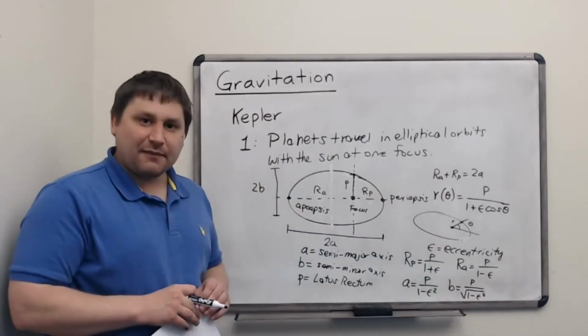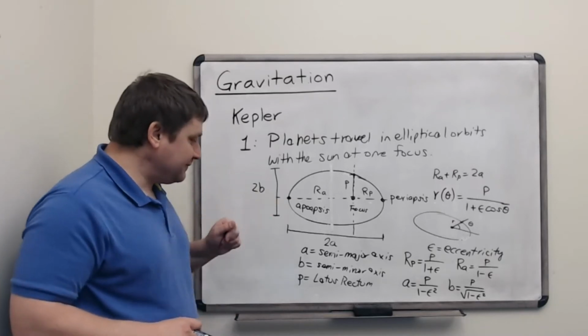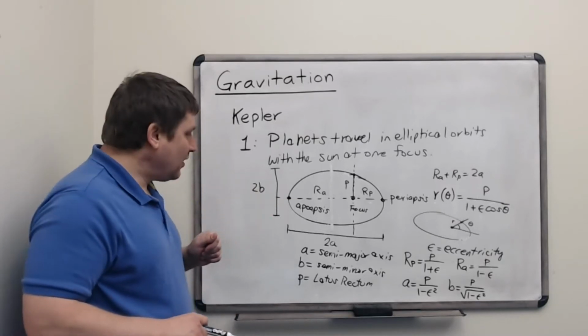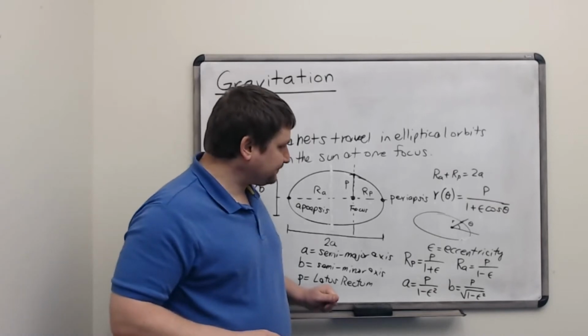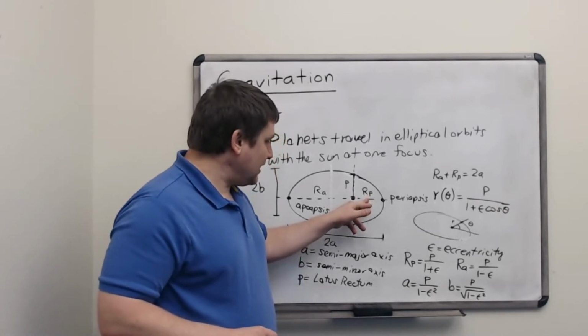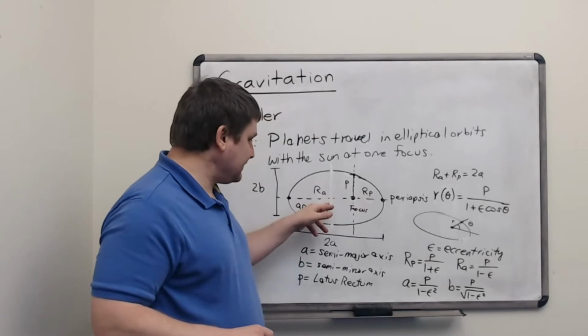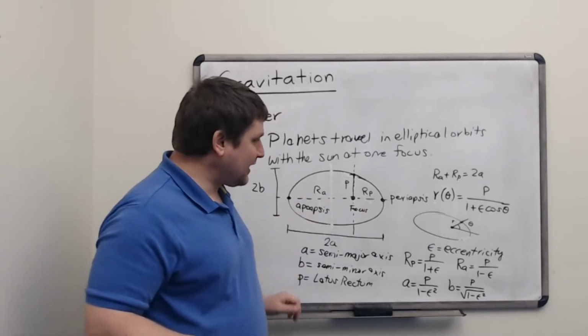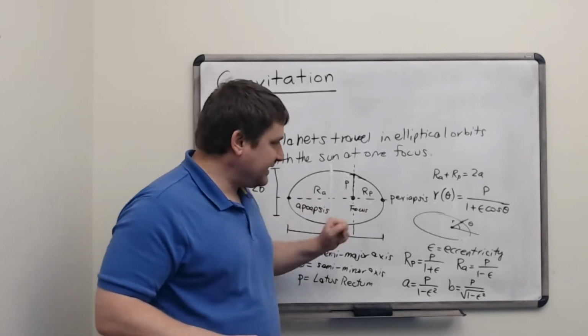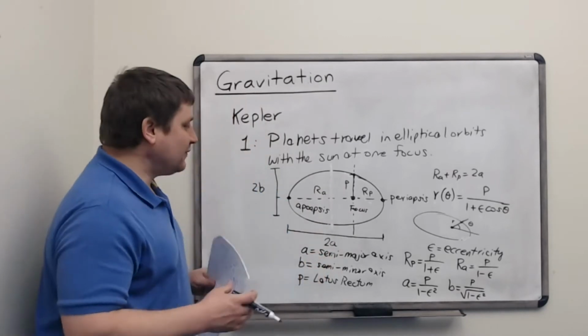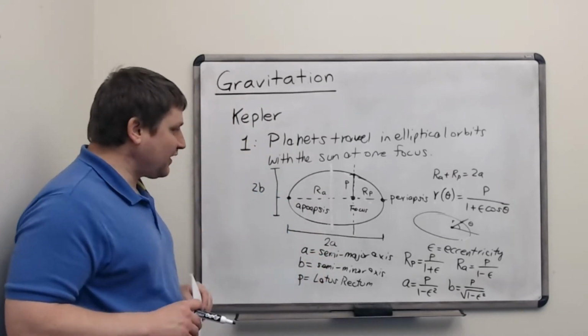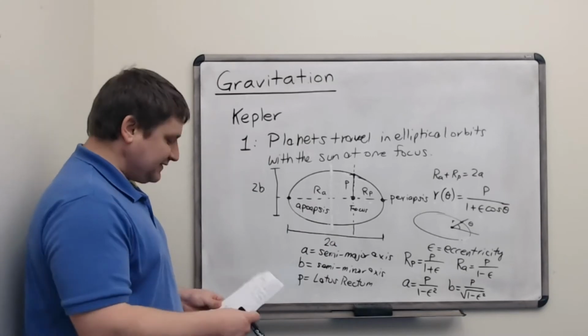So we could describe an ellipse in terms of A and B, its two axes, or we could describe it in terms of its distance of periapsis and distance of apoapsis, or we could describe it in terms of its latus rectum and an eccentricity. So these are the ways; each way requires two variables to describe the ellipse.